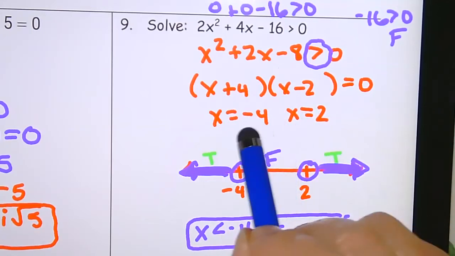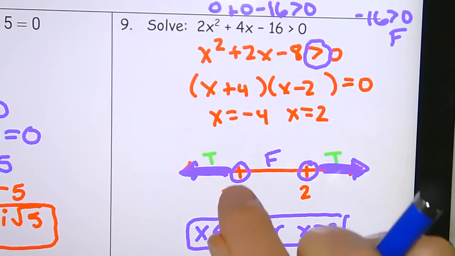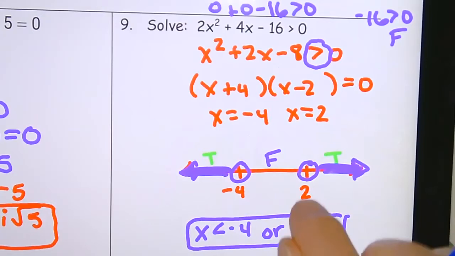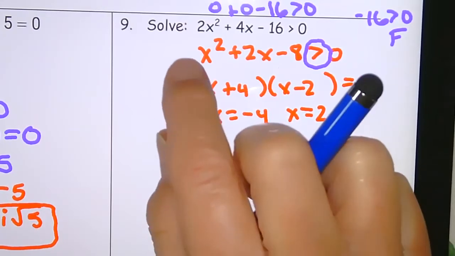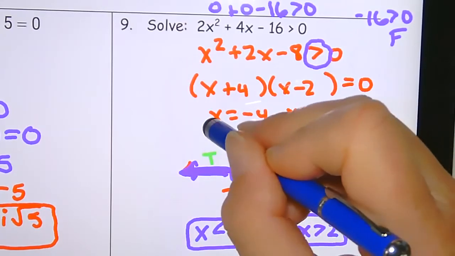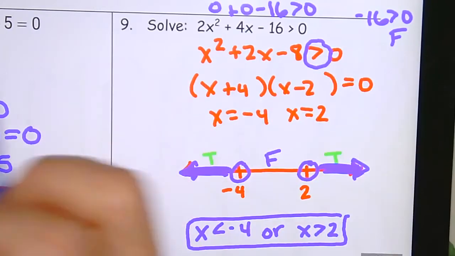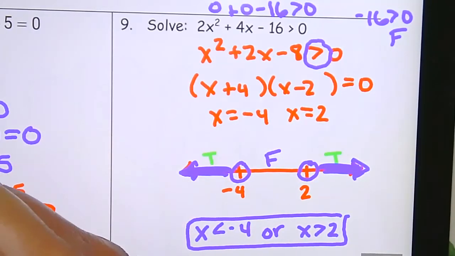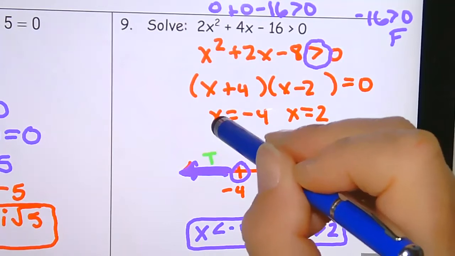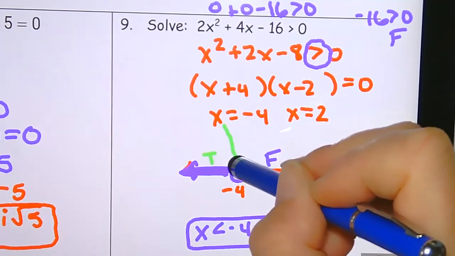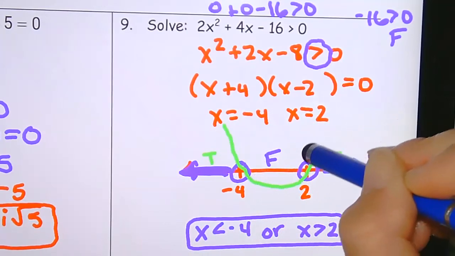And these that I found would be my x-intercepts. So it'd be crossing the x-axis at negative 4 and 2. This is an open up parabola. So if I was drawing a parabola, it would be opening up like this. I meant to get a different color, hold on. So if I'm drawing a parabola, it's going to be going through like this.